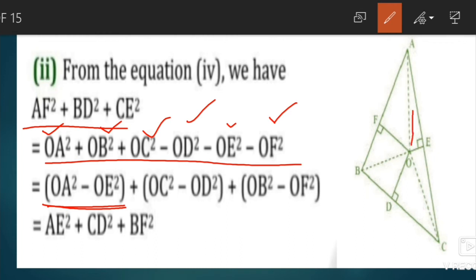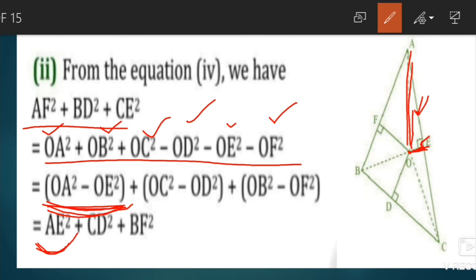Now if you look at this expression OA square minus OE square, look at the figure. OA square minus OE square means this one. Now if you take this triangle AOE, this is also a right angle triangle. Okay, and this expression means hypotenuse minus perpendicular. What does Pythagoras theorem state? Pythagoras theorem states that hypotenuse square is equal to base square plus perpendicular square. That means you can write hypotenuse square minus perpendicular square is equal to base square. So that's why OA square minus OE square is equal to AE square. That's why I am writing AE square.